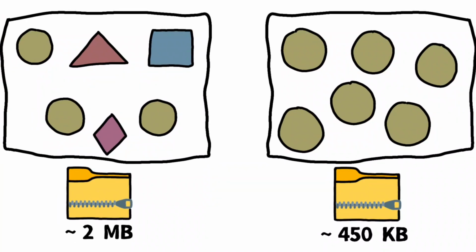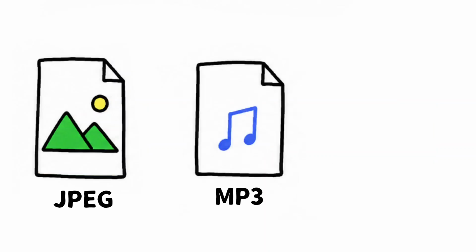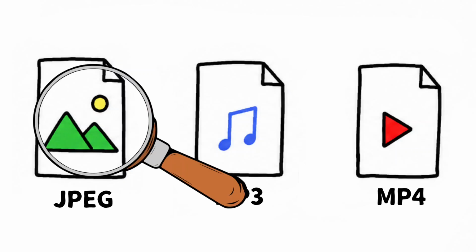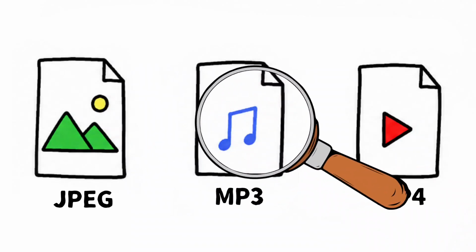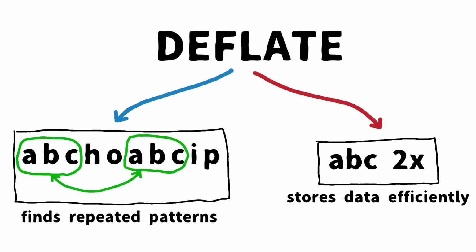This also explains why compressing an already compressed file usually doesn't do much. Formats like JPEG, MP3, and MP4 have already removed most of the repeated patterns, so there's very little left for LZ77 to find. After removing repeated patterns, DEFLATE moves on to its second stage.